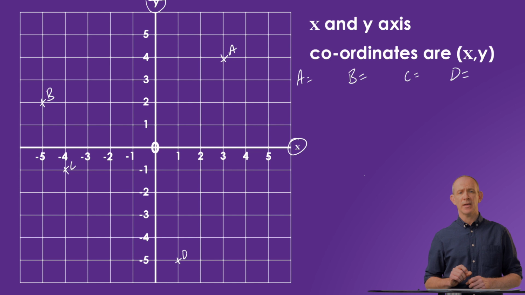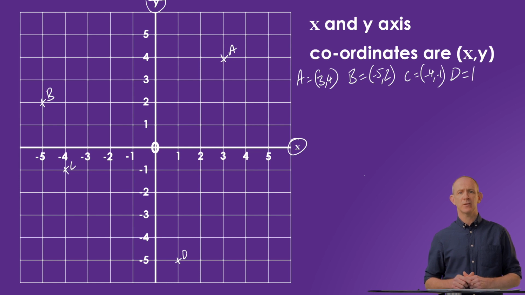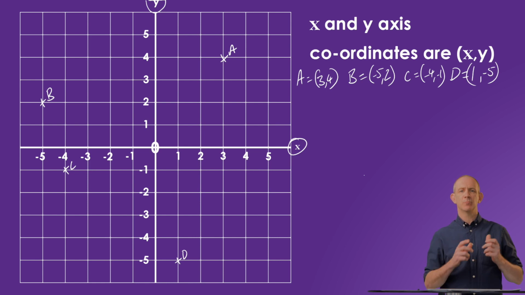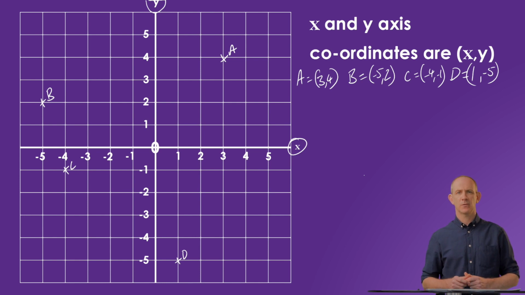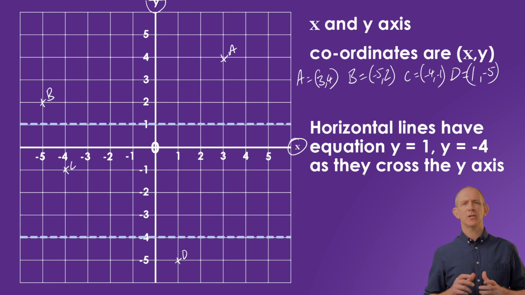So for the point of A, you should have 3, 4. For B, you should have -5, 2. For C, you should have -4, -1. And for D, you should have 1, -5. In each of these, we've mentioned the x-coordinate before the y-coordinate, and that's quite important as we go through this video. Now, we've also been given these equations, which only include the y or the x variable.